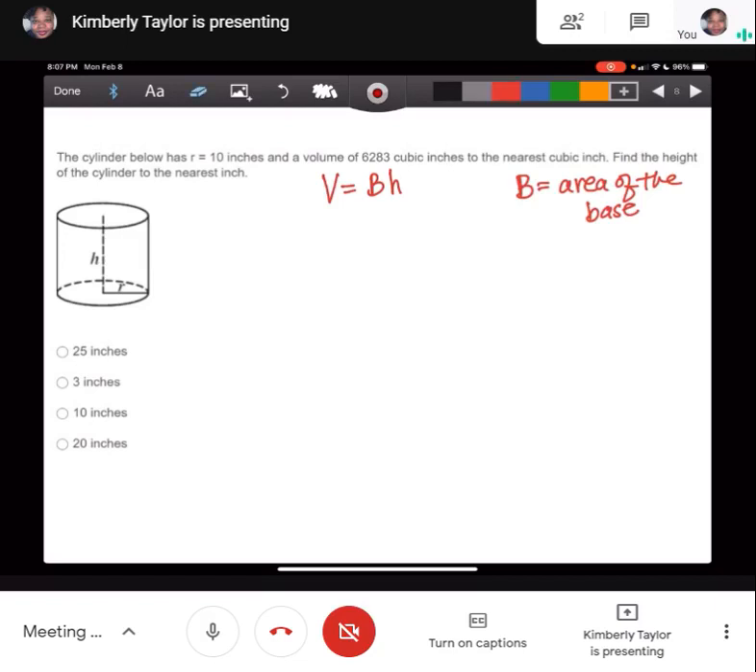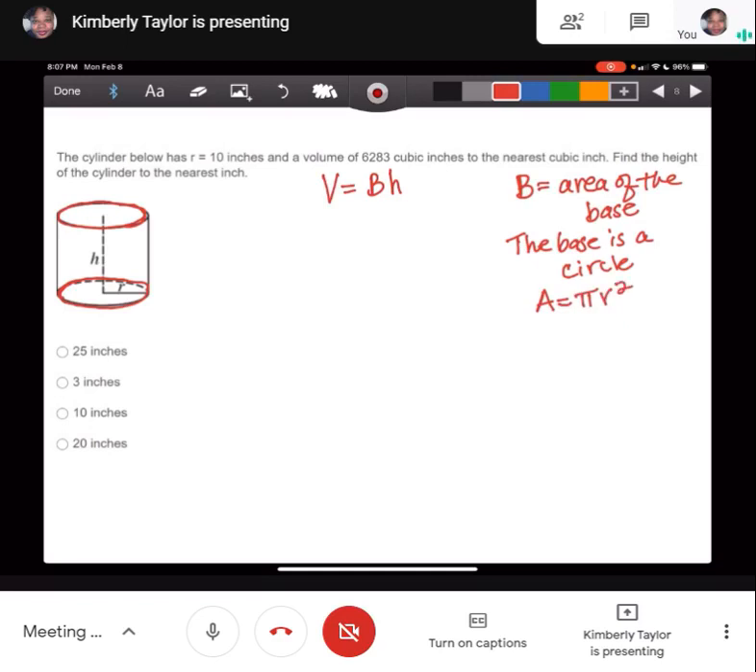This is the base right here. The base is at the top and the bottom. And in this case, the base is a circle. So how do you find the area of a circle? To find the area of a circle, it is A equals pi r squared.